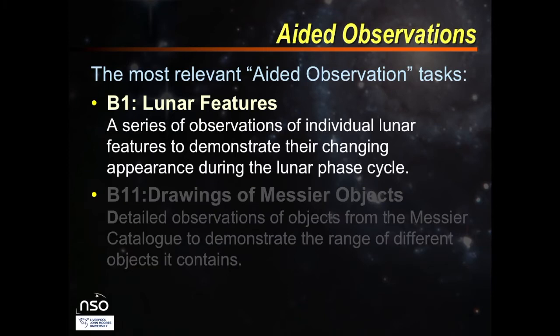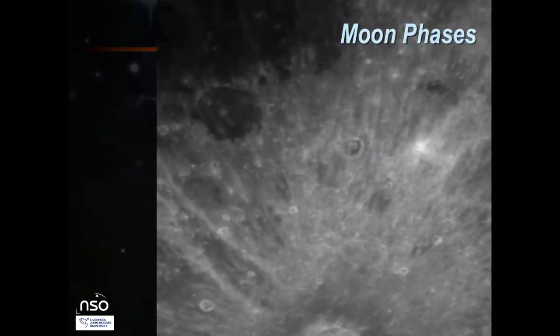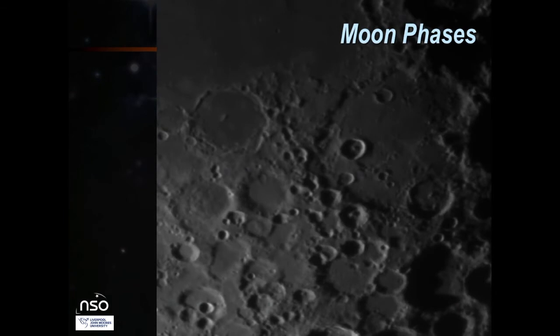The idea behind B1, the lunar features, is that you're looking at changes as the lunar phase changes. So here's an example of an observation of part of the moon taken close to full moon. And you can see a couple of craters, and there's some nice rays where material has been thrown out of an impact crater, and so on. But if you wait a couple of weeks, and you take an observation of the same part of the moon at a very different phase, it looks radically different.